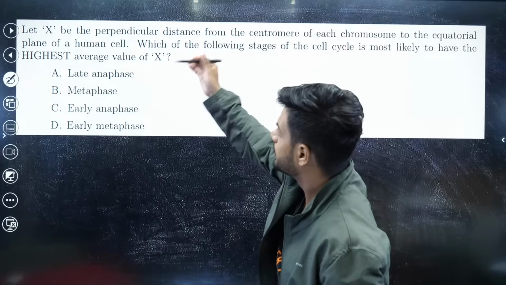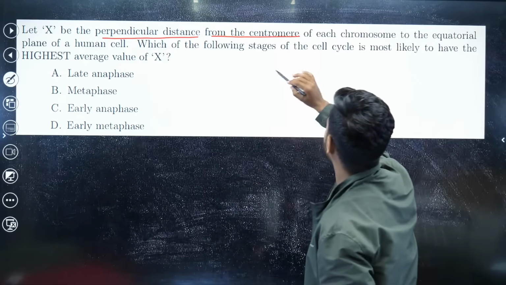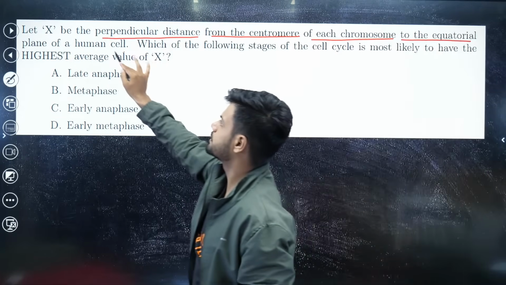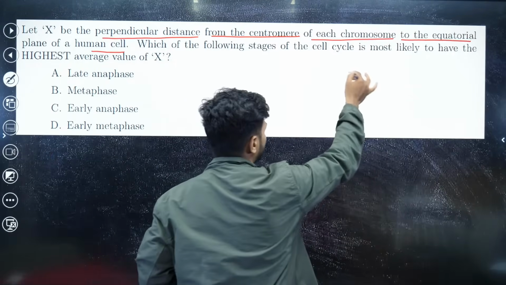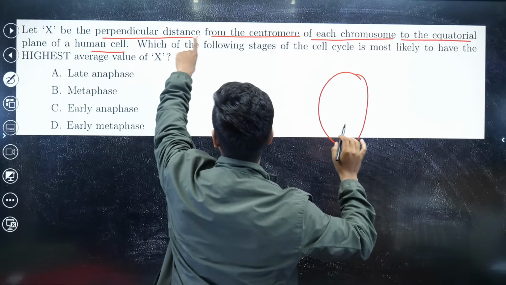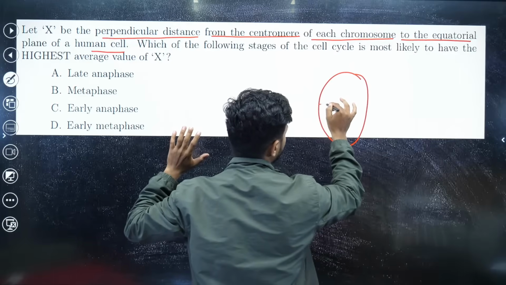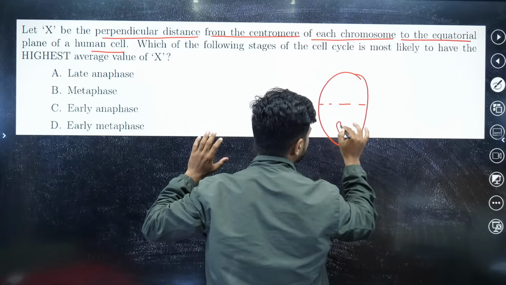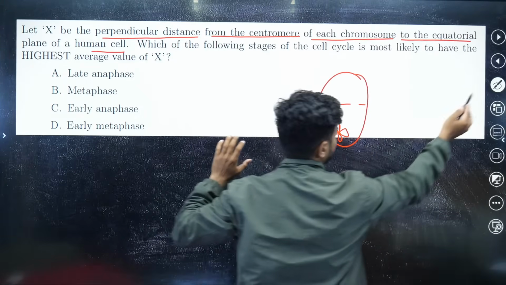Next question. Let X be the perpendicular distance from the centromere of each chromosome to the equatorial plane of a human cell. What is the question? They're basically trying to ask you, what is the distance if this is a cell? Let X be the perpendicular distance from the centromere of each chromosome to the equatorial plate. This is the equatorial plate in the middle. This is one chromosome here.